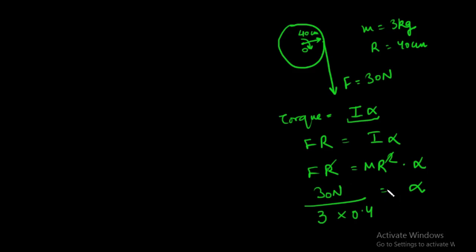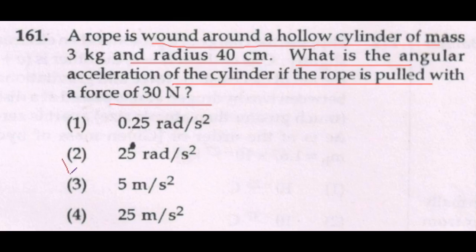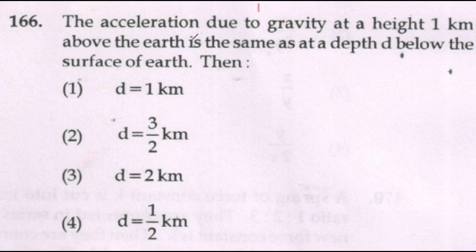And if we are to write in alpha, this would be radians per second square. So this goes over here 10, and this would be 100 by 4. So alpha would be equal to 25 radians per second square. Okay, so option 2 would be my answer over here. Okay, 25 radians per second square. Okay, so let's move on to the next question.